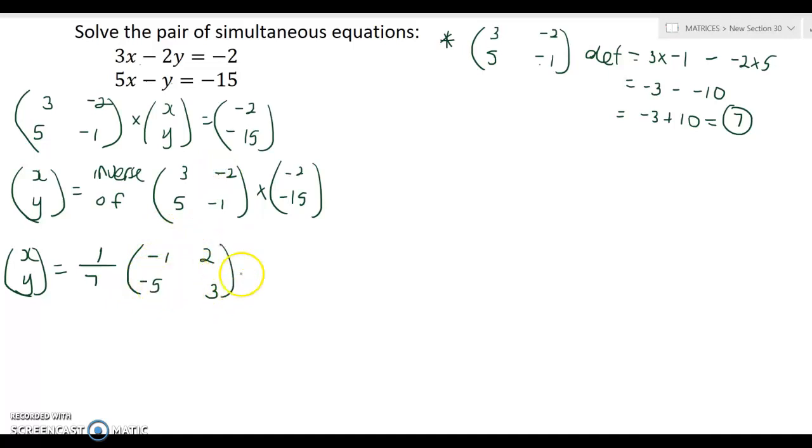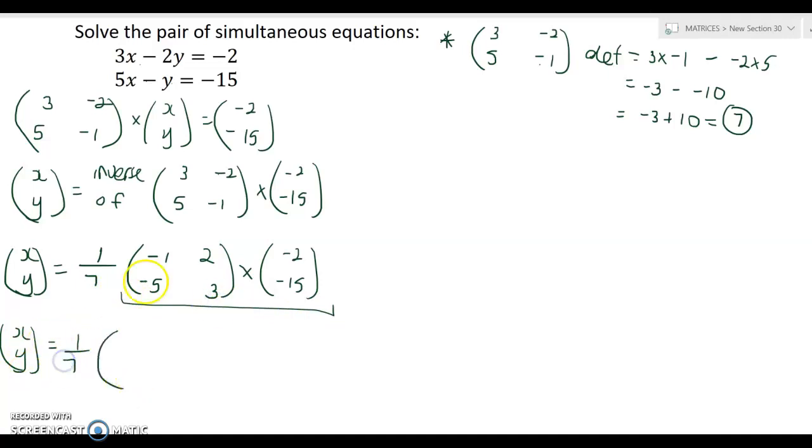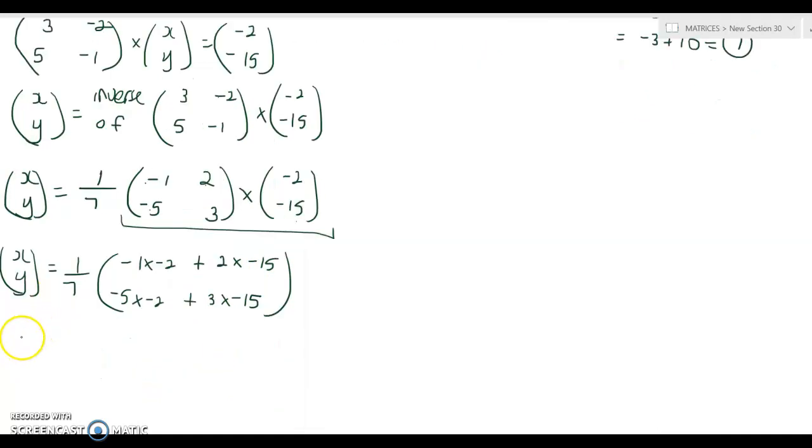And now let's multiply these two matrices here. So you get 1 over 7. So row by column, minus 15, sorry. And then second row, minus 5 times minus 2 plus, right? So let's go down a little bit just to get some space. So then we will get xy is equal to 1 over 7. Positive 2 plus 2 by minus 15 is minus 30. Then minus 5 by minus 2 is 10. Plus 3 by minus 15 is minus 45.